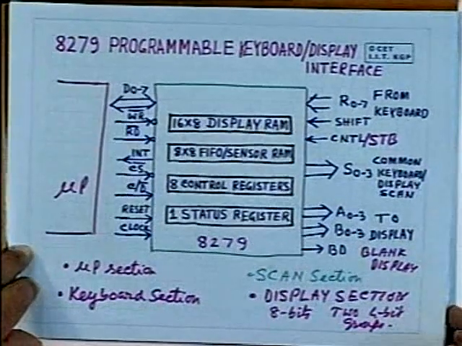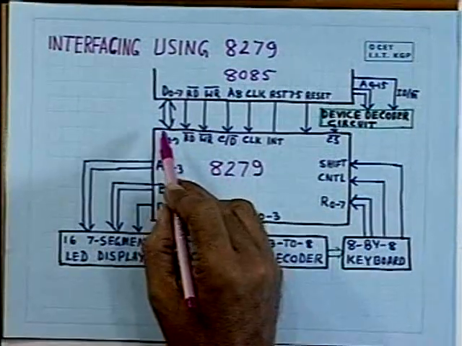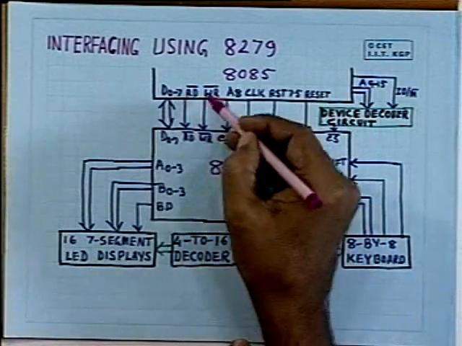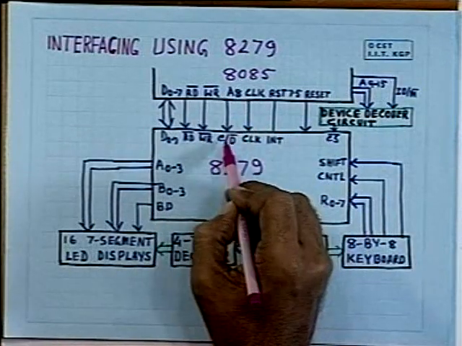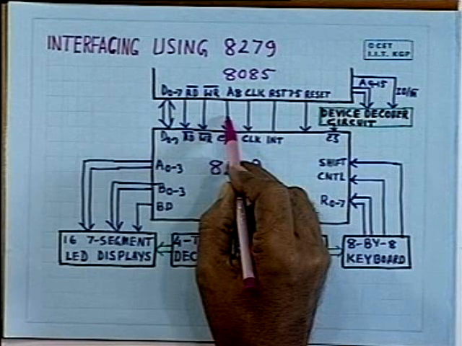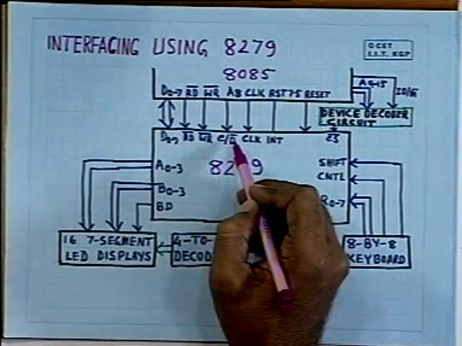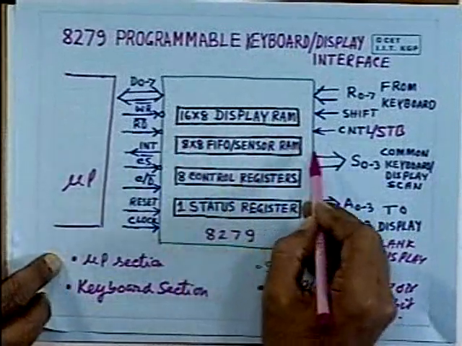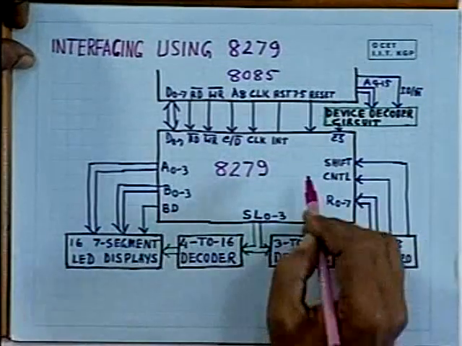Let us see how it can be interfaced to the 8085. So, as I have explained, this is the MUP side, the microprocessor section. It has been directly interfaced to 8085: the data lines, read, write. Then A8 is connected to the command data line. That means when this bit is 1, you can select the control register, and whenever this line is 0, then you can access any one of these display registers, or you can access this FIFO sensor RAM, and that can be programmed by writing some code into that control register.